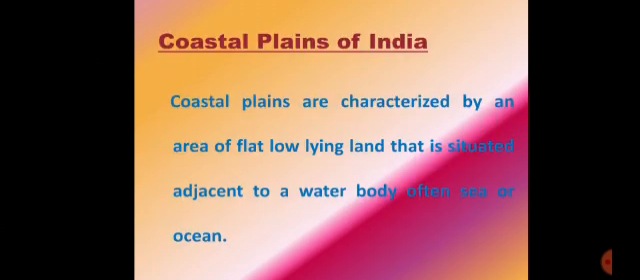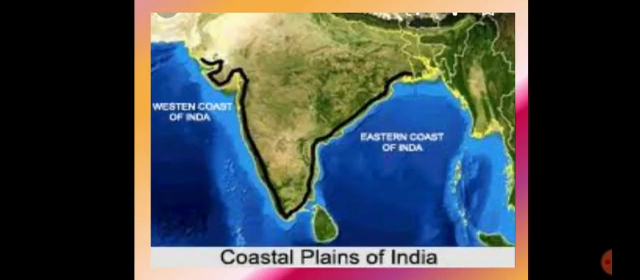Coastal plains of India are geologic features found around the world, on both sides of the eastern and western coast. Coastal plains are areas of flat low-lying land that is situated near water bodies. The area marked with the black shade indicates the coastal plains of India.